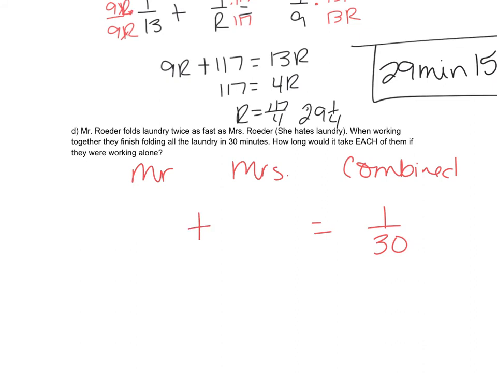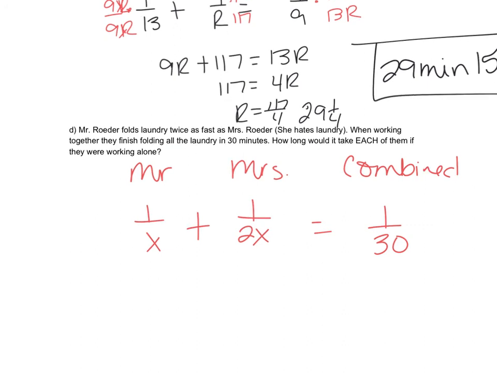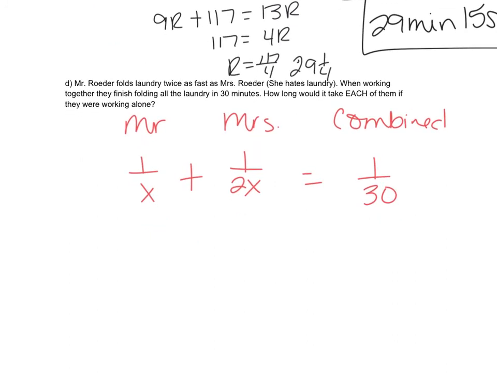Okay, so now this is where you think about it. If Mr. Roeder folds it twice as fast as I do, that would mean he folds it 1 over x, and it would take me 2 times longer than he does. So 1 over 2x. Okay, if that doesn't make sense, rewind it and listen to it again, and hopefully it clicks a little bit more. All right, now let's go ahead and solve it. So I'm going to multiply this. Our LCD will be 30x. So this times 30. That one times 15, and this times x.